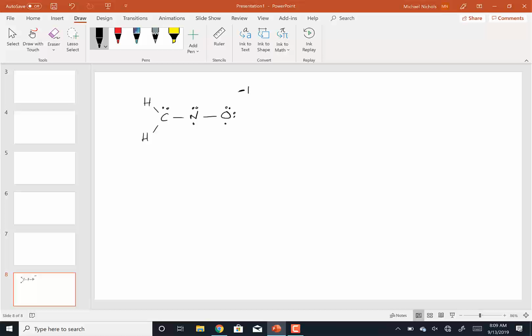No hydrogen on the oxygen. You can't move the hydrogens around. The hydrogens have to stay bonded to the carbon. Once you start moving atoms, you would no longer have resonance structures. You have new structures altogether.